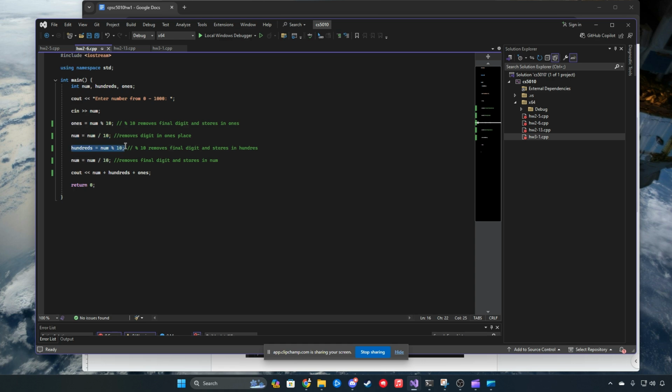So for the hundreds place, we would then pretty much repeat this process done for the ones place. We would use the modulus operator by 10, which would pretty much isolate the final digit, and we would store it in the hundreds variable. We would then use num divided by 10 to pretty much remove the final digit. And we didn't have to repeat this process for the final digit, which would be the thousands place, because it would be isolated by itself already. So here we pretty much just output to the user this right here, which pretty much just adds all individual digits.